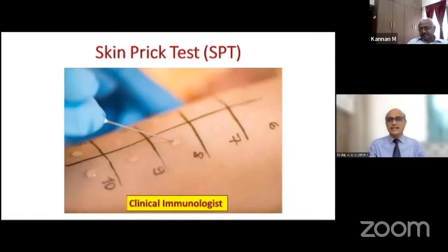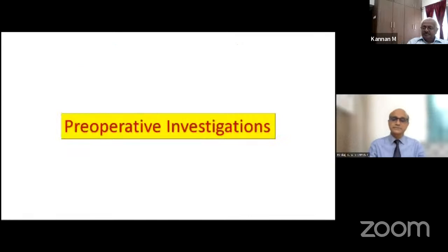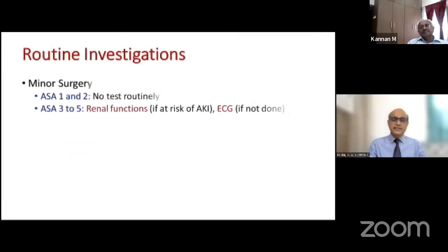But these are readily available allergic tests which can be performed if you want to rule out any cross sensitivity in the patients. Now, what about preoperative investigations? The routine investigations depend upon the nature of surgery and the ASA physical status. If the child belongs to ASA 1 and 2, no test is routinely done.